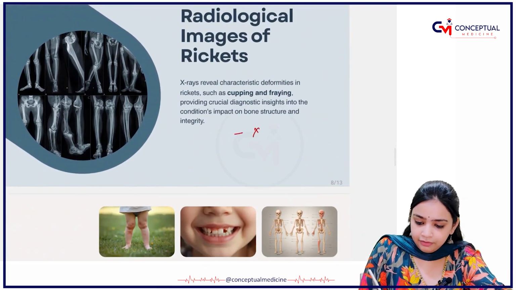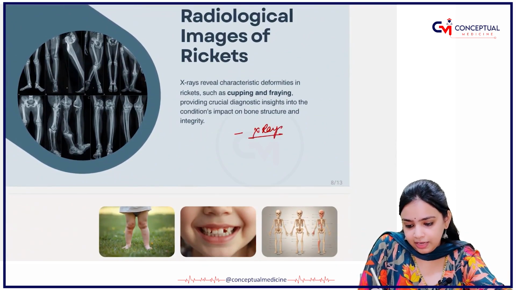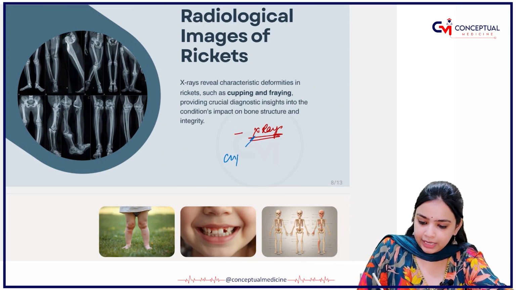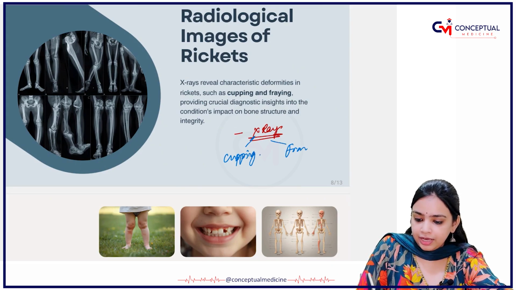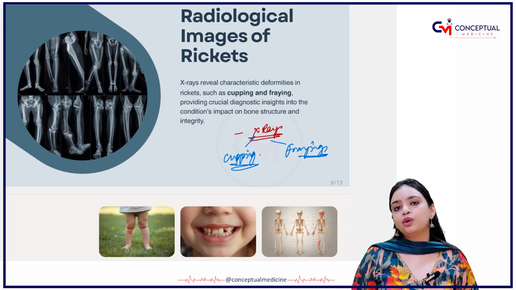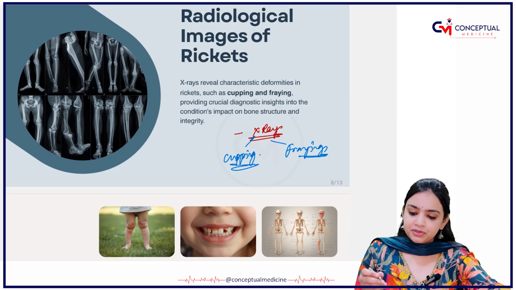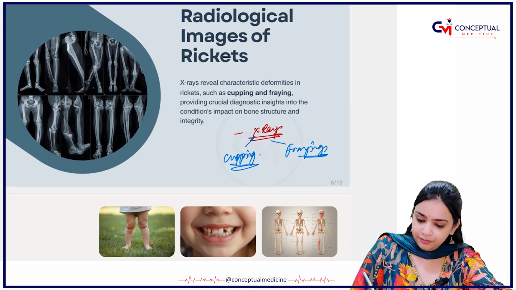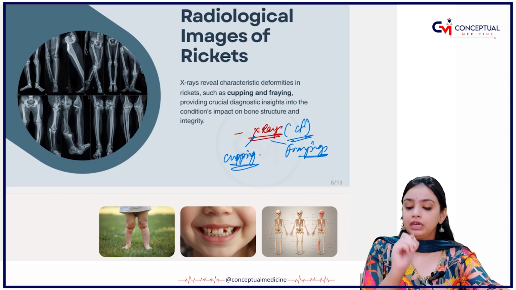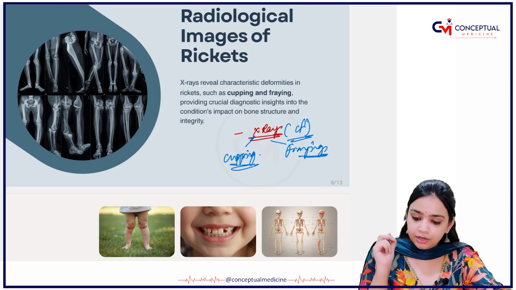So when you do an X-ray, you will be getting classical features. There will be cupping and there will be fraying. These two are the classical things which you will be able to appreciate when you do an X-ray. So what are the classical features? You will be able to appreciate cupping and you will be able to appreciate fraying.